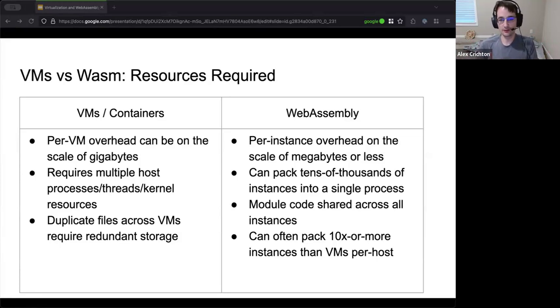And one of the nice things about WebAssembly is that we can use a lot of virtual memory tricks to make sure that, as I was talking about earlier, if every request on a server gets a brand new instance, all the code for all of those is shared. It's only mapped in the module at precisely one location, but it's running simultaneously in dozens of different threads and various different points. From what I've seen, it's 10x or more instances than VMs per host.